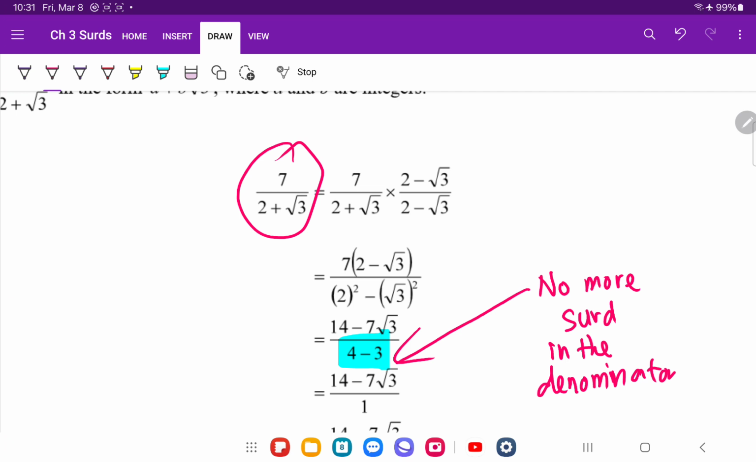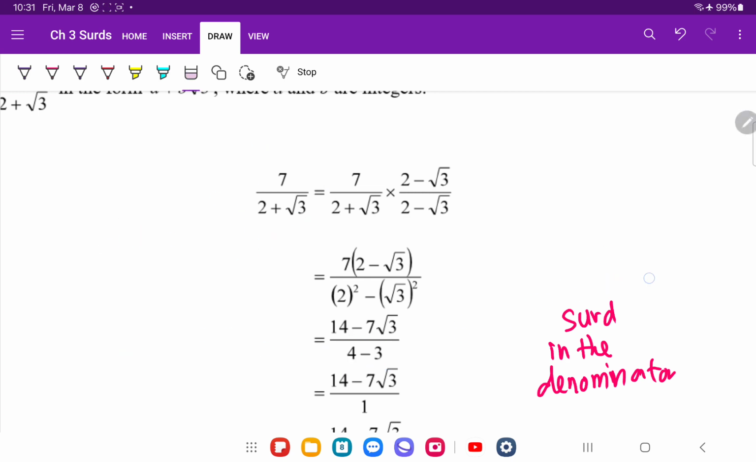So what was being done? What magic trick did I do to change the surd over here? There's a surd here, from surd until no more surd. So what did I do? Conjugate surds. So let's go through step by step. From surd to no surd, let's see the steps.